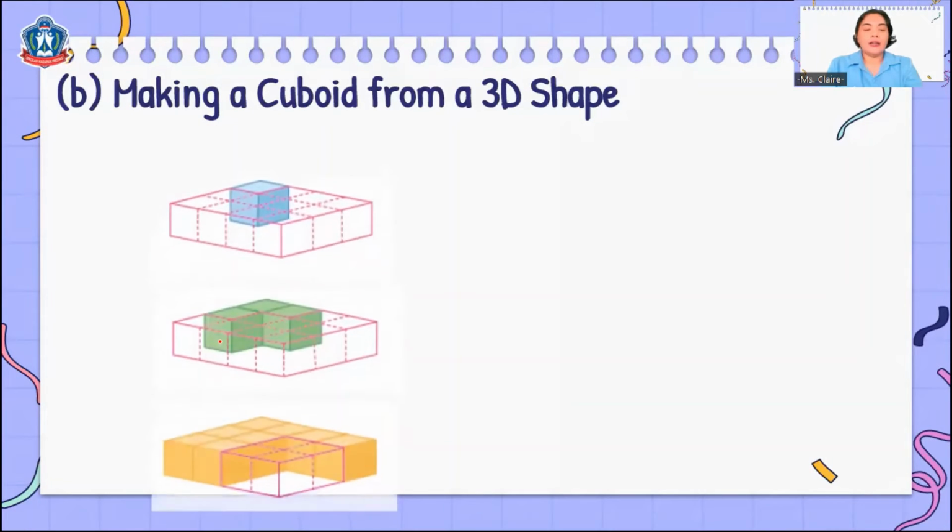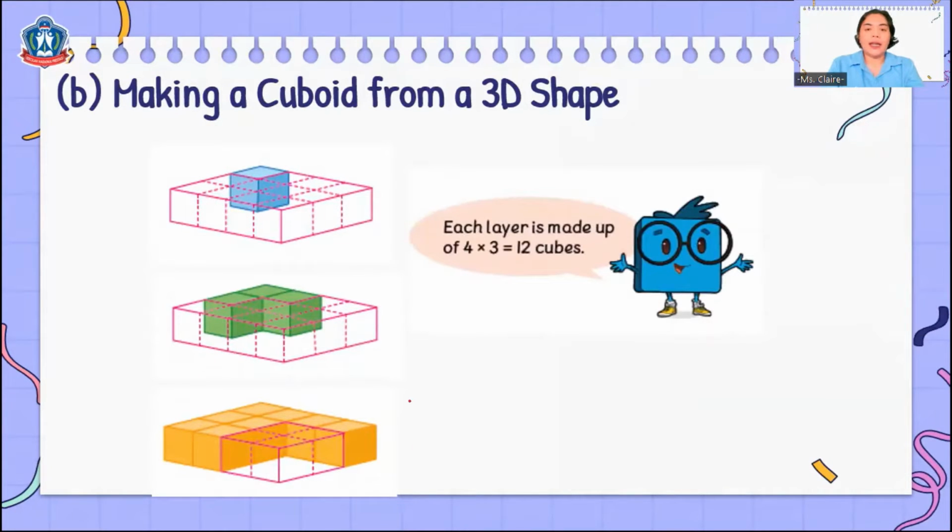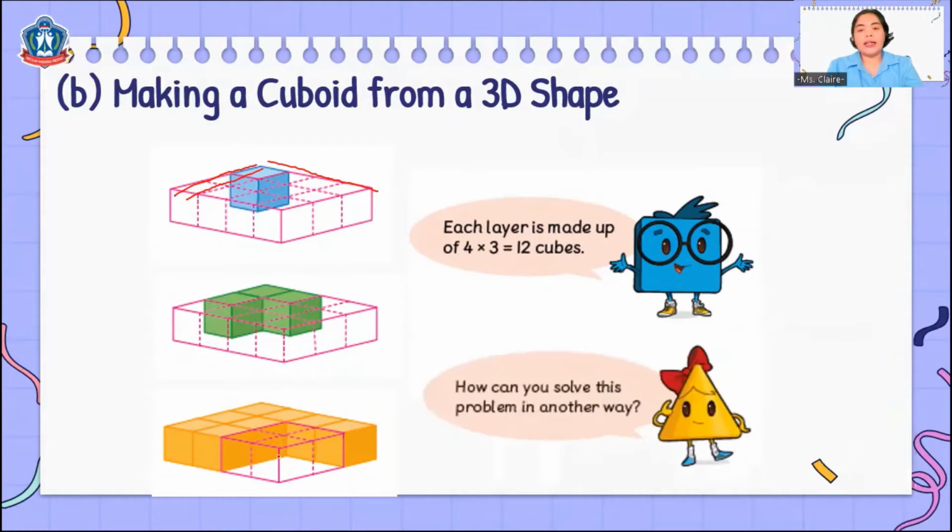Next, take a look at this one. Each layer is made up of 4 by 3. So there are 12 cubes. This one, 3 cubes on this side and 4 cubes here. So there are 12 cubes in each layer. Then 12 times 3 layers is 36. So the total number of small cubes needed to make this full 3D shape is 36 small cubes. In each layer there are 12 small cubes.